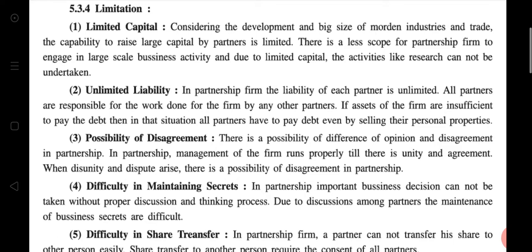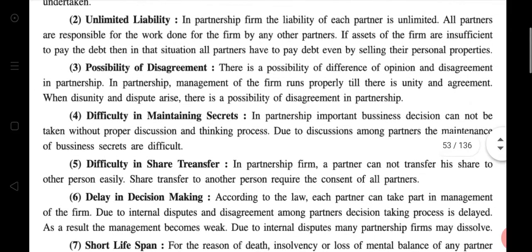Then the second one is unlimited liability. This point we all know. In partnership firm, the liability of each partner is unlimited. See, sole proprietorship also has unlimited liability. In HUF, there is unlimited liability for Karta, but for the members it is limited. And in partnership, a partner also has unlimited liability. So all the partners are responsible for the work done for the firm by any other partner.